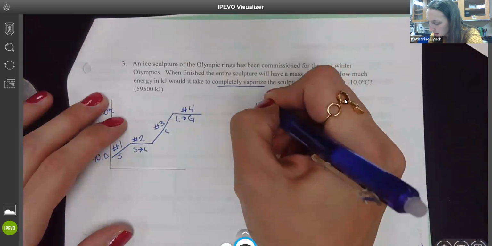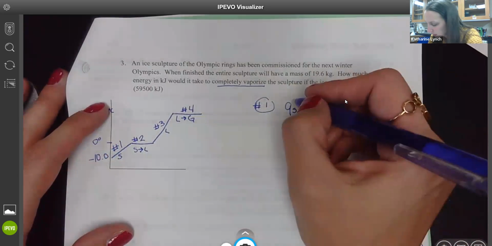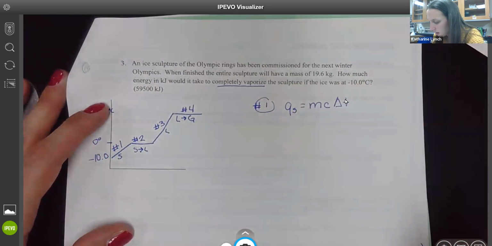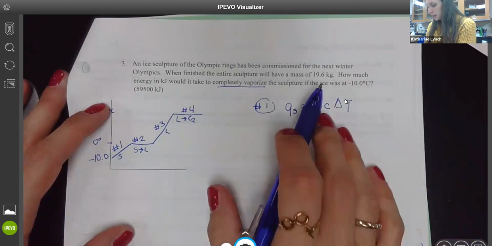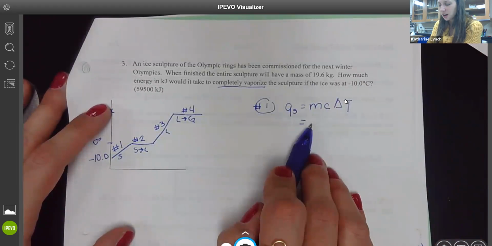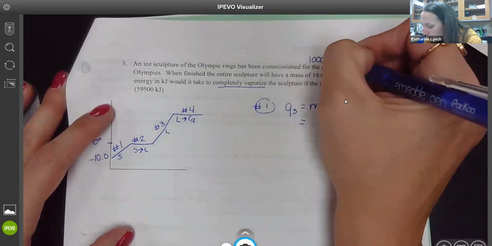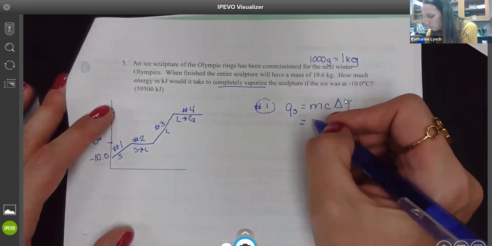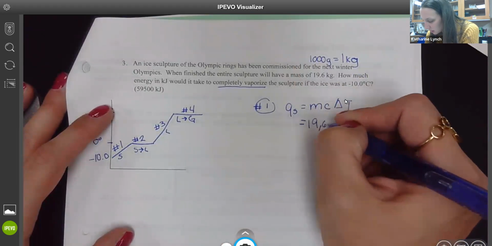To outline section 1, we're going to have the Q of our solid ice. So we'll need our mass of our ice, specific heat of our ice, delta T of our ice. I guess it's not an ice cube, it's an ice sculpture, and it has a mass of 19.6 kilograms. I want to use joules, so I want to use grams here. There's 1,000 grams in 1 kilogram, or kilo stands for 1,000, so I'm going to move my decimal place 3 places over, and I'm going to end up with 19,600 grams here.